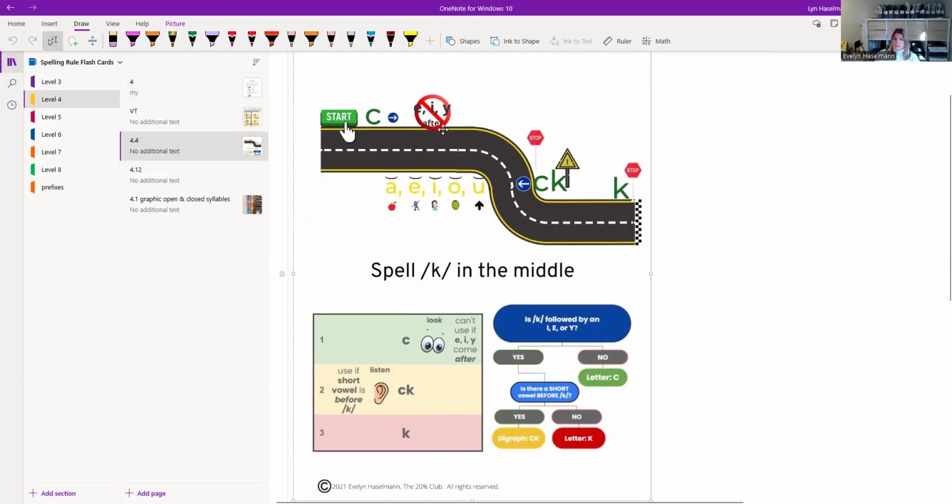Start at C. Is there an E, I, or Y after it? No. Go to your next stop sign. Try CK. Is there a short vowel right before it? If not, go down to K saves the day. That's one way to think about it.